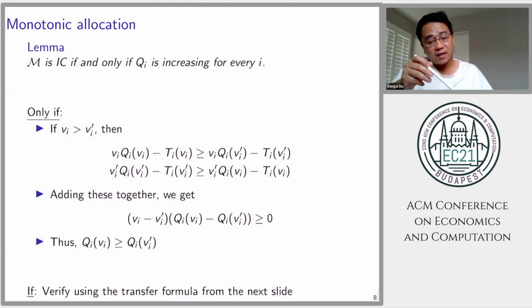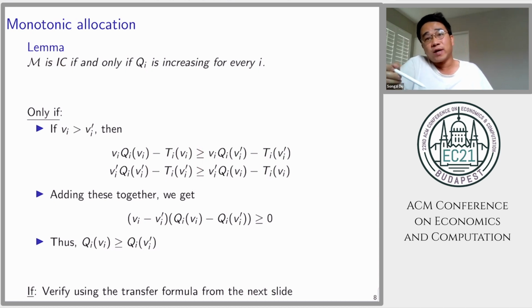So basically, we just take two types, VI and VI prime. Suppose VI is bigger than VI prime. Okay, so these two constraints: the first constraint is type VI doesn't want to pretend to be VI prime. And then the second constraint is that type VI prime doesn't want to pretend to be VI in this IC mechanism. Suppose we have a mechanism that's IC. Obviously, these two constraints have to be satisfied.